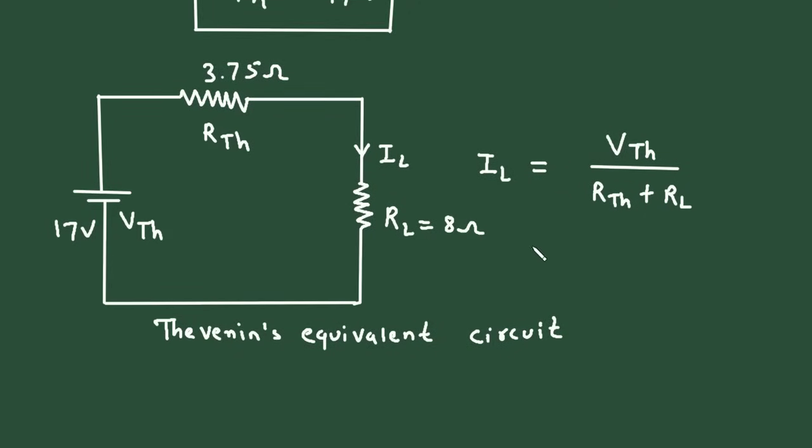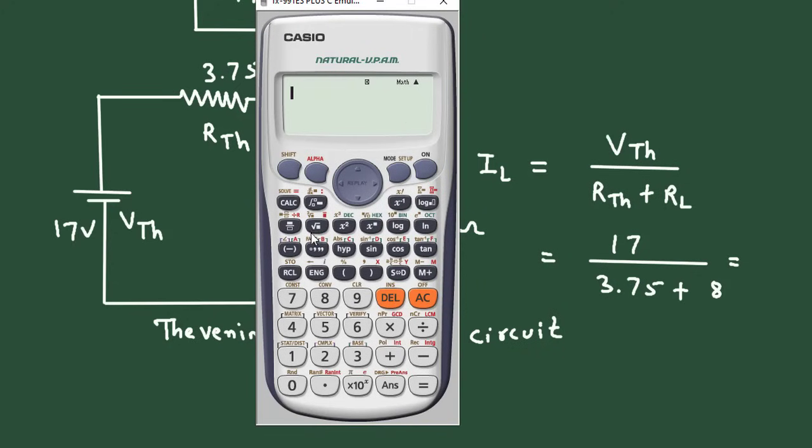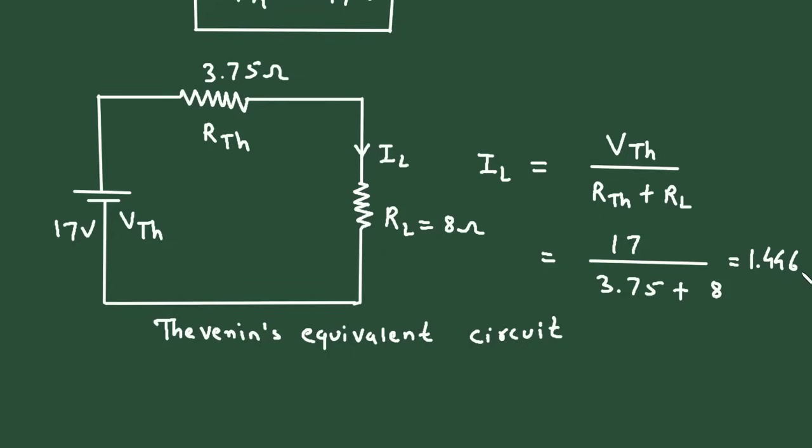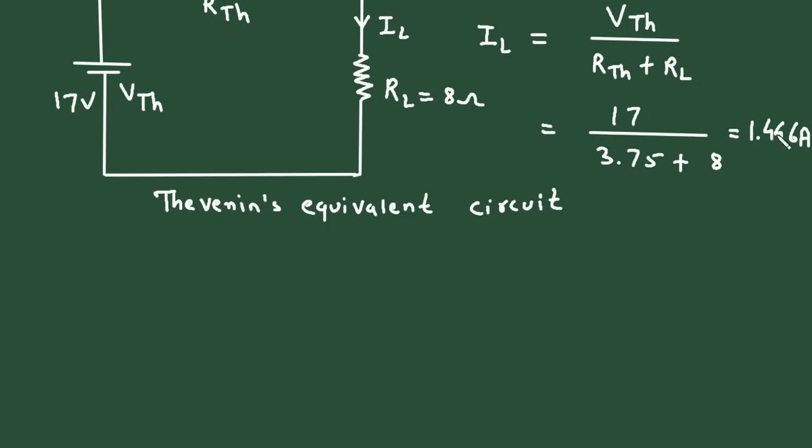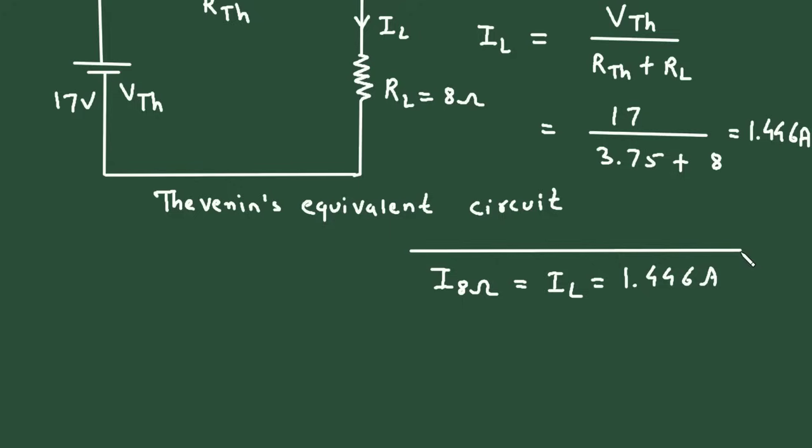Now we have to find this IL. The value of VTH is 17. The value of RTH is 3.75 plus the value of RL is 8. So this will be 17 divided by 3.75 plus 8. So it is 1.446, and since it is current, its unit will be ampere. So therefore I 8 ohm is equal to IL is equal to 1.446 ampere. So this is how we can find the value of current by using Thevenin's theorem.